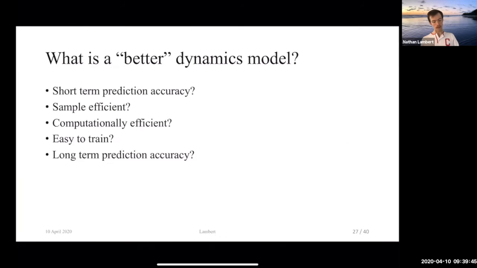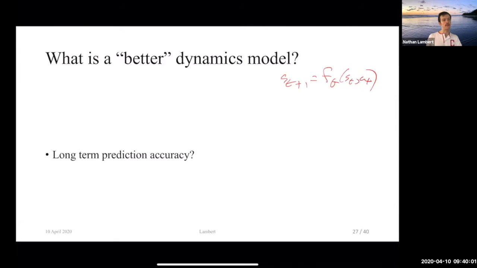Okay, back to this question of what is a better dynamics model. For now, we've been talking about a dynamics model that's just predicting the next state from a parameterized function. What I want to focus on now is trying to make something that has better long-term accuracy. The area I've been spending most of my time in for control has been model predictive control and just sampling trajectories. So what's a better way to do this?